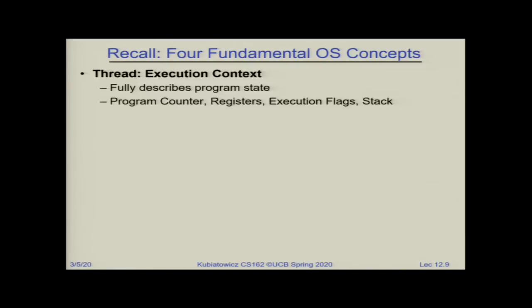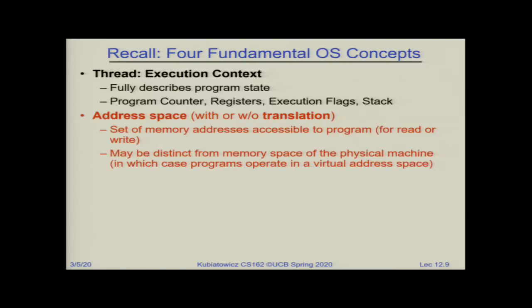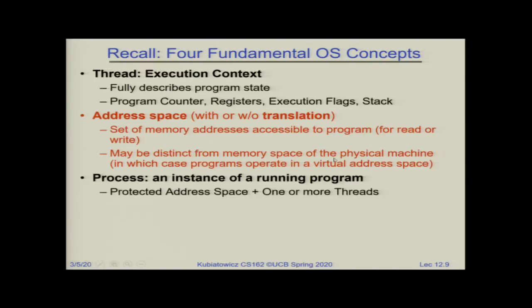Pushing particularly on translation. If you remember, in the first lecture or two, we talked about four fundamental concepts. One was the thread, an execution context: a program state with program counter, registers, etc. We had the address space, either with or without translation, which was a set of memory addresses that are accessible to the program, and it may be distinct from the physical machine. In fact, it's going to be distinct once we start translating. The third thing was the process, which was a thread plus an address space.